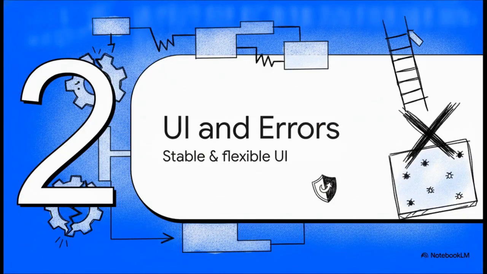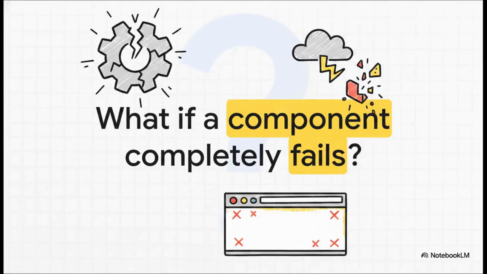Moving right along to Section 2, managing UI and errors. This is where we focus on keeping the interface stable and flexible. So we're pivoting a bit from pure speed optimization to handling the absolute unexpected. Because, let's face it, we can optimize for speed all day long, but what happens if a component just flat out fails to load? What if there's corrupted data coming from your back end? Or some sudden, completely unpredictable network error?